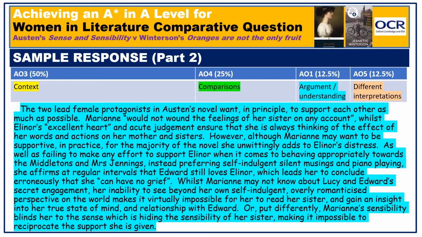She affirms at regular intervals that Edward still loves Eleanor, which leads her to conclude erroneously that she can have no grief. Whilst Marianne may not know about Lucy and Edward's secret engagement, her inability to see beyond her own self-indulgent, overly romanticised perspective on the world makes it virtually impossible for her to read her sister and gain an insight into her true state of mind and relationship with Edward. Or, put differently, Marianne's sensibility blinds her to the sense which is hiding the sensibility of her sister, making it impossible to reciprocate the support she is given.